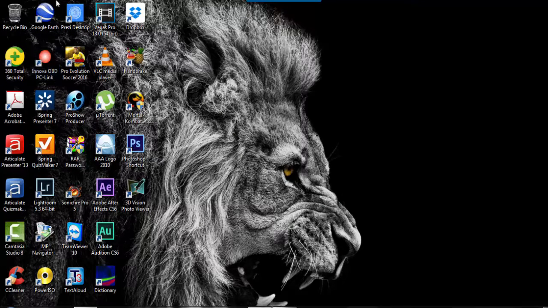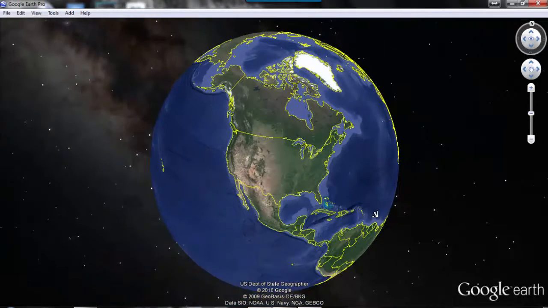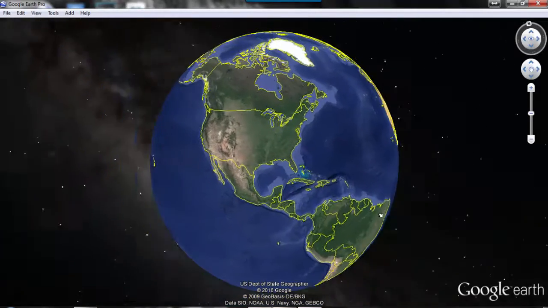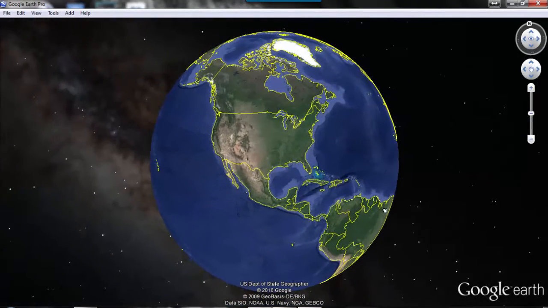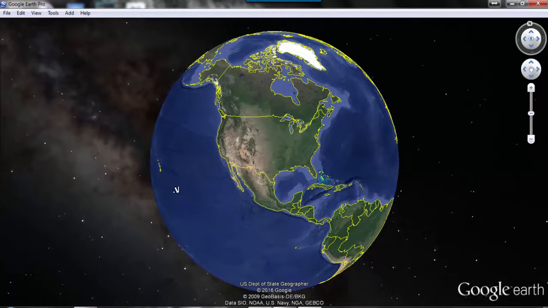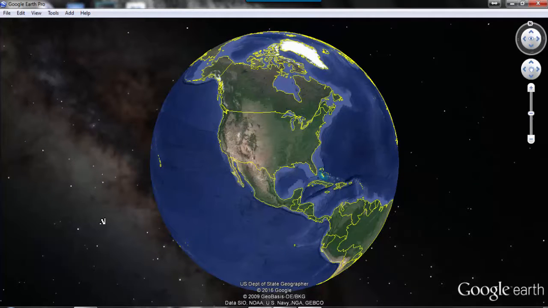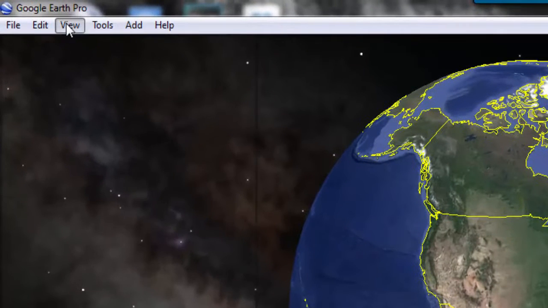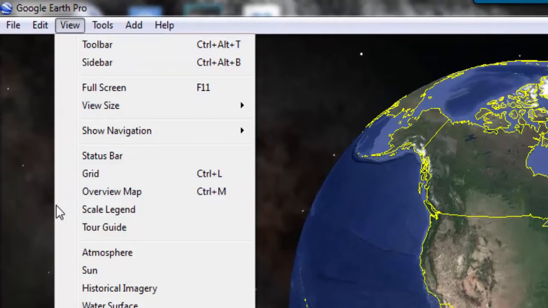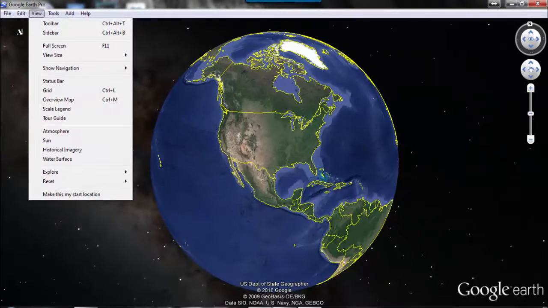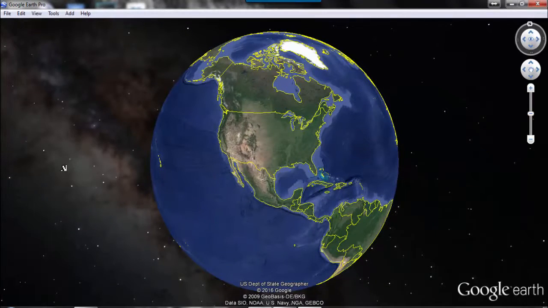Here we have Earth. Wow. As you can see, this is a clean image of Earth without any clutter, such as names of places, atmosphere, pictures, etc. This is accomplished by simply turning off everything in the View menu of your Google Earth. Having this clear image of Earth to start off with will help you understand better this lesson.